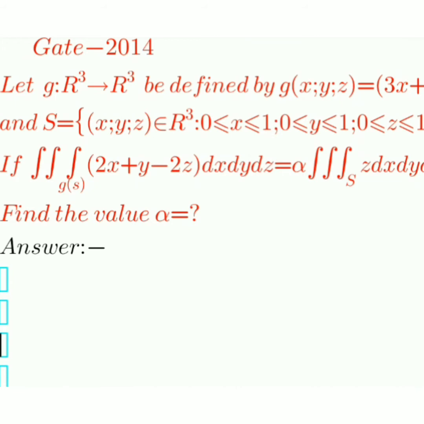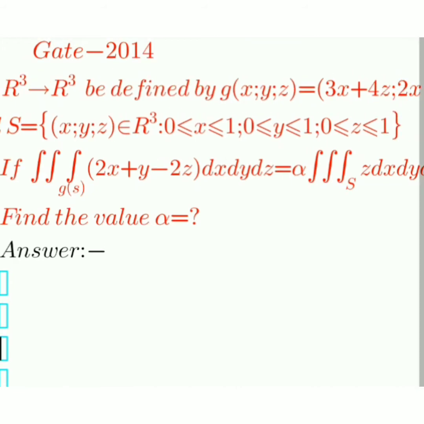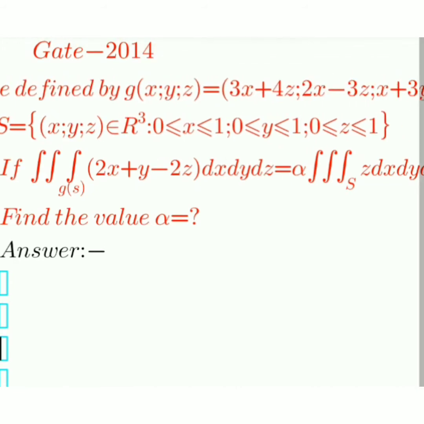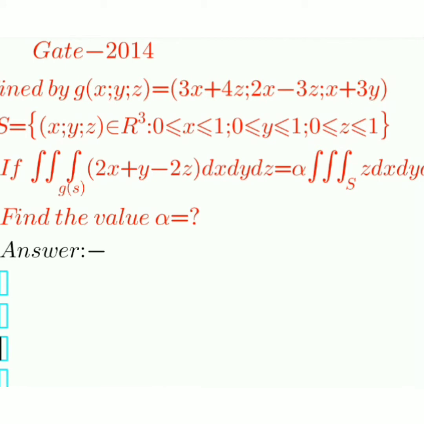So friends, let G: R cube to R cube be defined as G(x, y, z) = (3y + 4z, 2x - 3z, x + 3y). So friends, whatever we see, G(x, y, z) is equal to (3y + 4z, 2x - 3z, x + 3y). So friends, this is my problem.